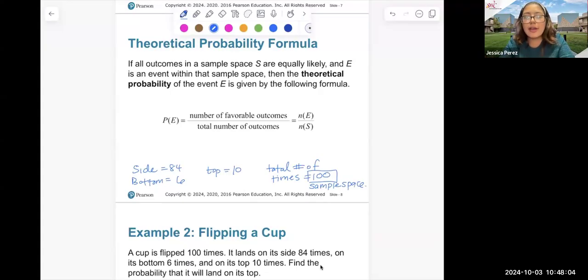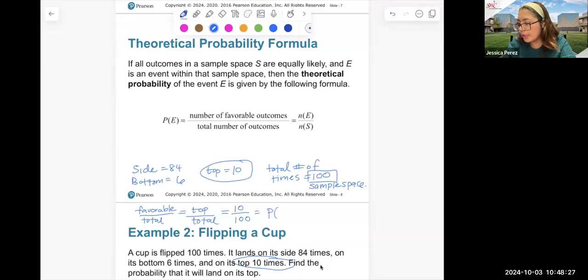So you're looking for, find the probability it would land on the top. So we're looking for the number of favorable over the total sample space. So the favorable was how many times it landed on the top, divided by the total. The landed on the top was 10 times, right? It says right here, you landed on the top 10 times over 100.